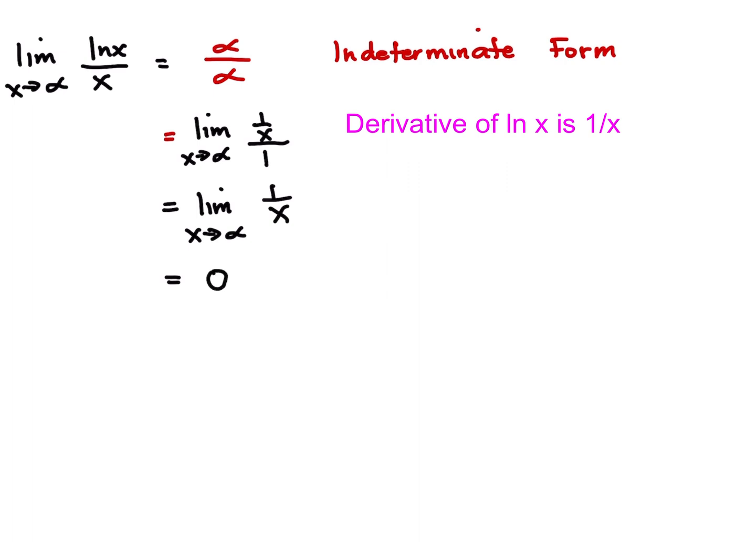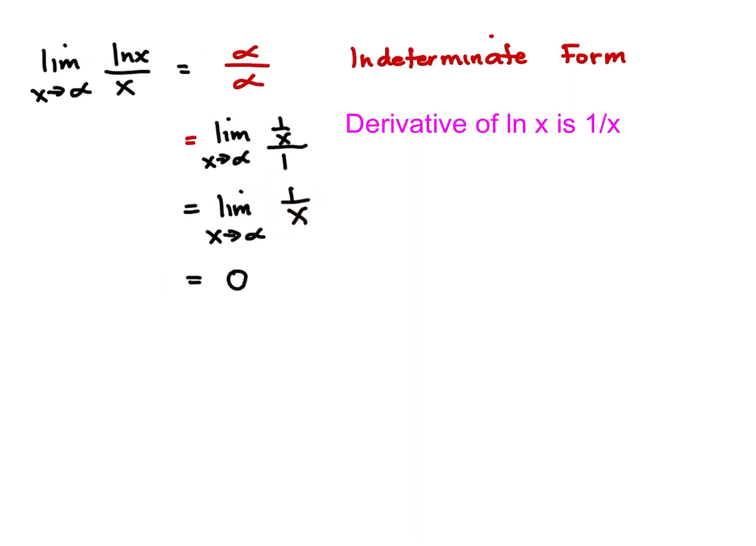This is equal to 0 because when the denominator gets increasingly large, as it approaches infinity, the quotient of 1 over x becomes so small that it approaches 0.